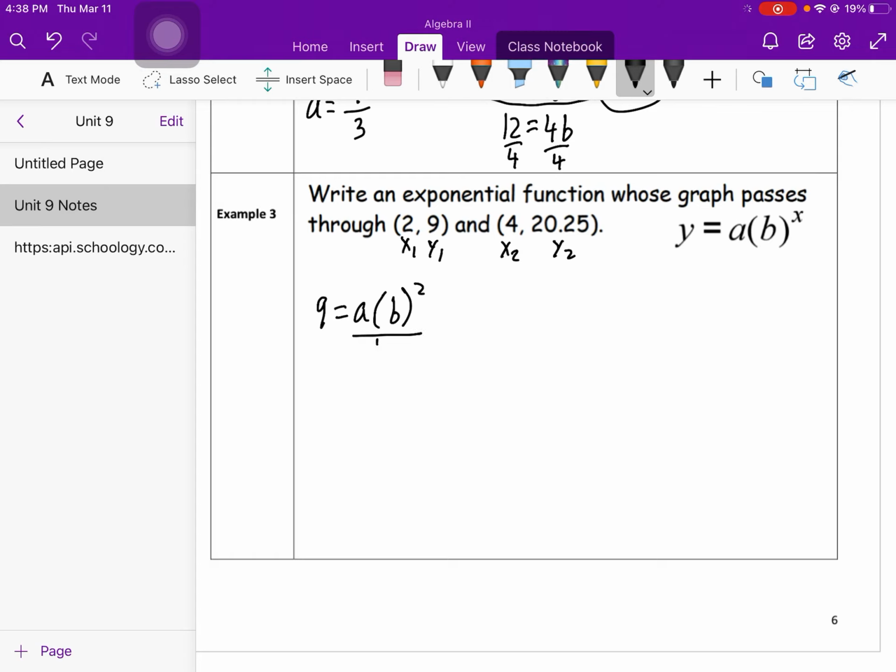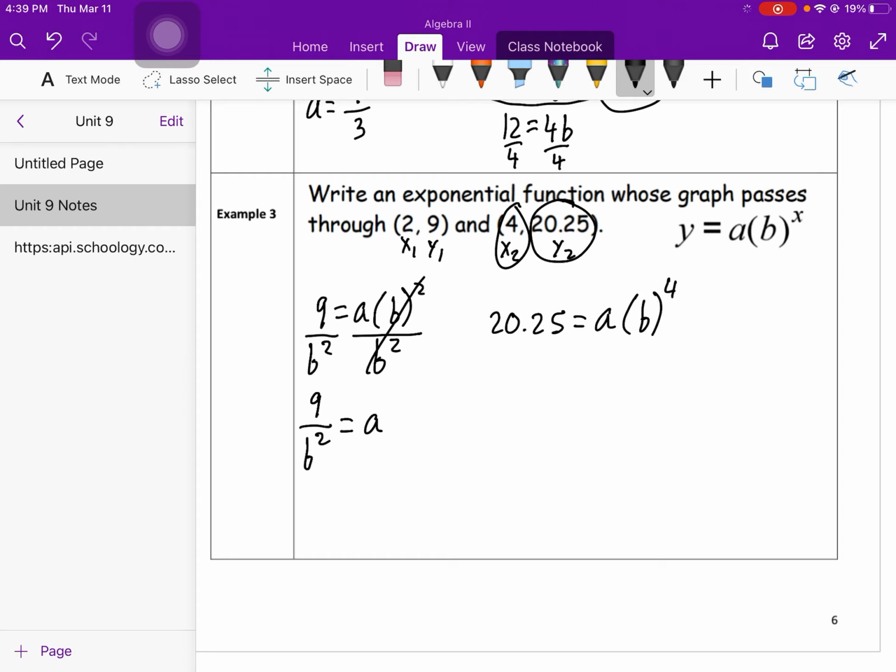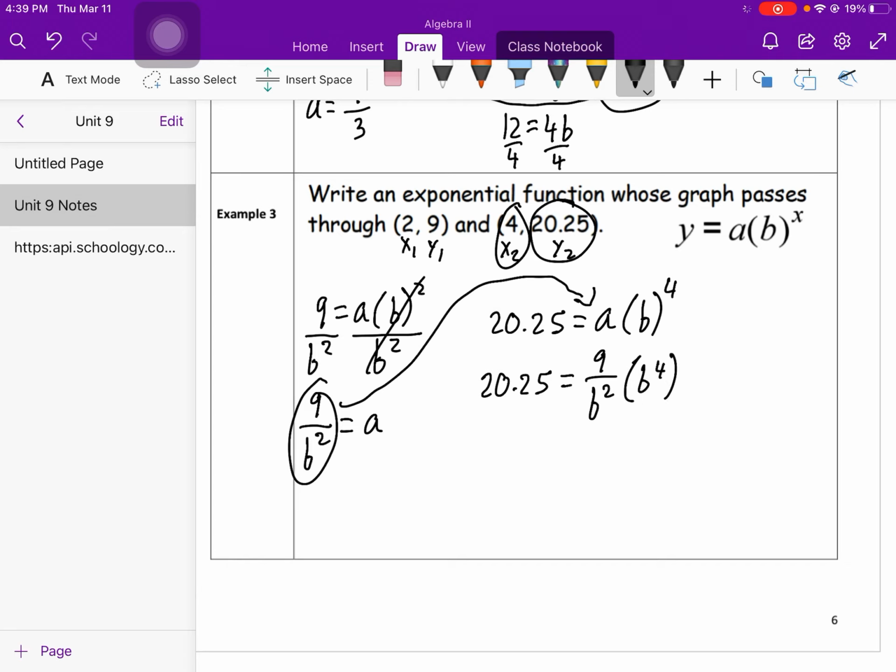Again, I'm going to solve for a by dividing by whatever the b term is. In this case, it's b squared. So those b squareds are going to go away, and now I have 9/b squared equals a. Now I'm going to repeat this process, but I'm going to use the other coordinates over here. 20.25 equals a times b to the fourth power. Now I'm going to take this value here and substitute it out for this a over here. 20.25 equals 9 over b squared times b to the fourth.